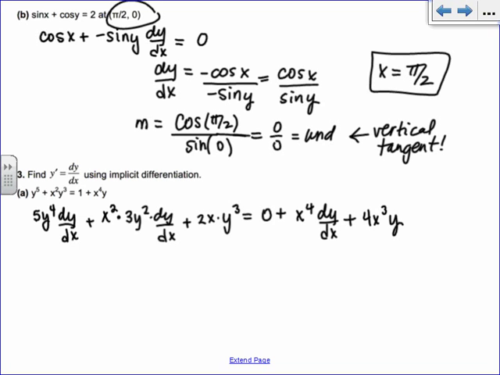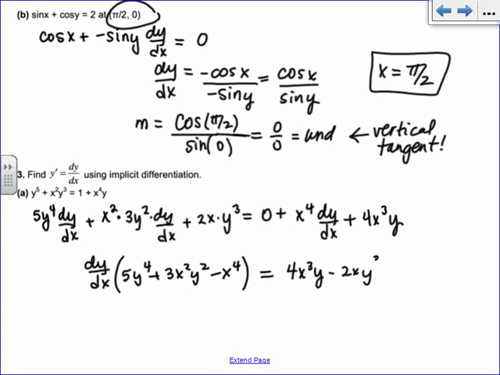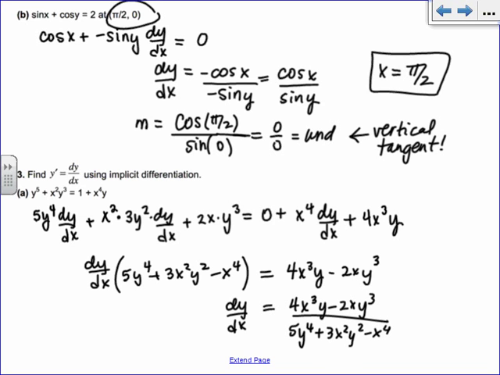So if you get all of your dy over dx's on one side, and you pull out the common factor, dy over dx, you have 5y to the 4th plus 3x squared y squared minus x to the 4th equals, and you get everything else on the other side, 4x cubed y minus 2xy cubed. So your answer should be dy over dx equals 4x cubed y minus 2xy cubed all over 5y to the 4th plus 3x squared y squared minus x to the 4th. Okay, did you guys get to that one?